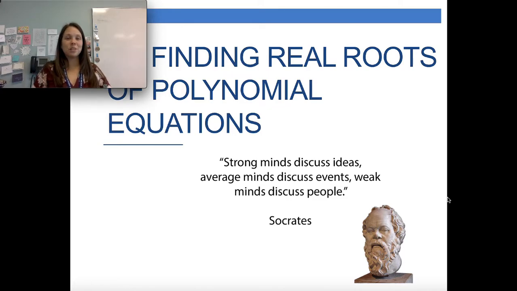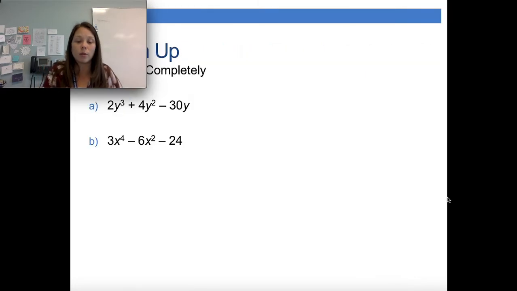Hi ladies and gentlemen, so today we're taking a look at 3.5, finding real roots of polynomial equations. As we talked about in Unit 3, we know equations have real zeros, where it crosses the x-axis, and imaginary zeros. So today's lesson is going to be focused on finding those real zeros, where it crosses the x-axis, graphically, if we were to do it on a calculator.